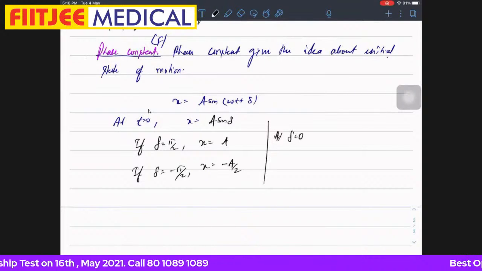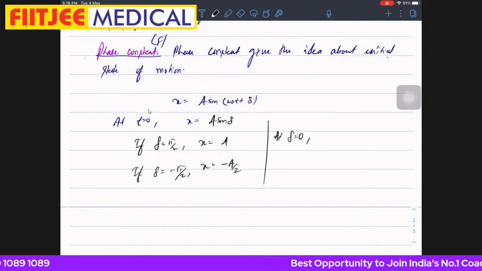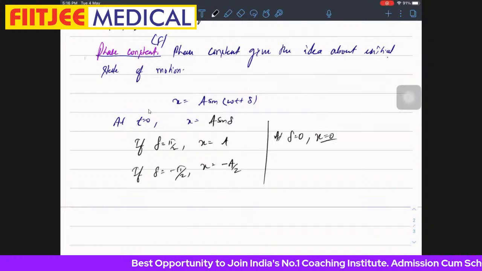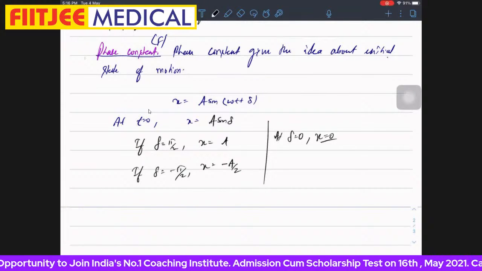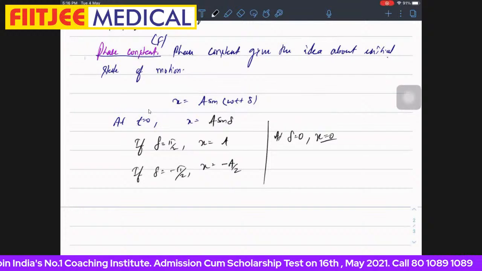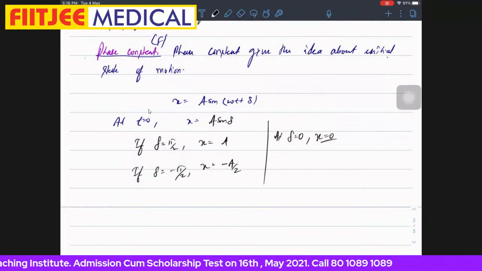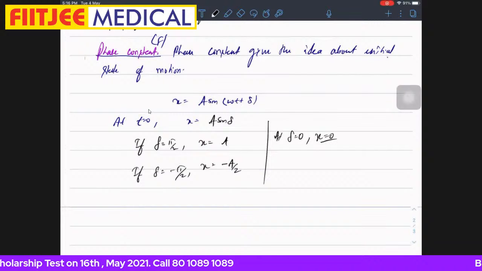If delta is equal to 0, then at t equals 0, x equals 0, which means motion is starting from the mean position. So these are the different parameters for this SHM equation.